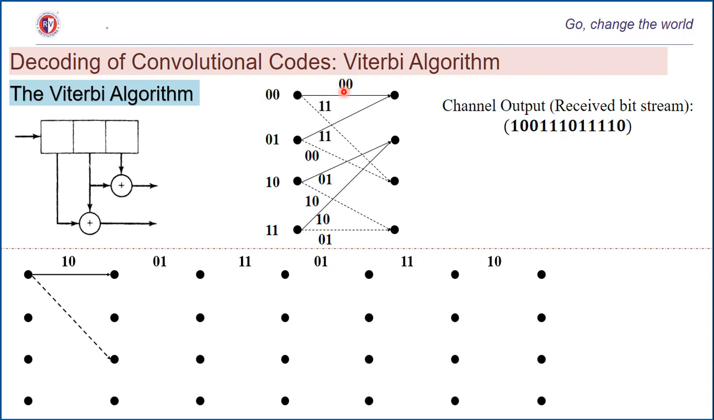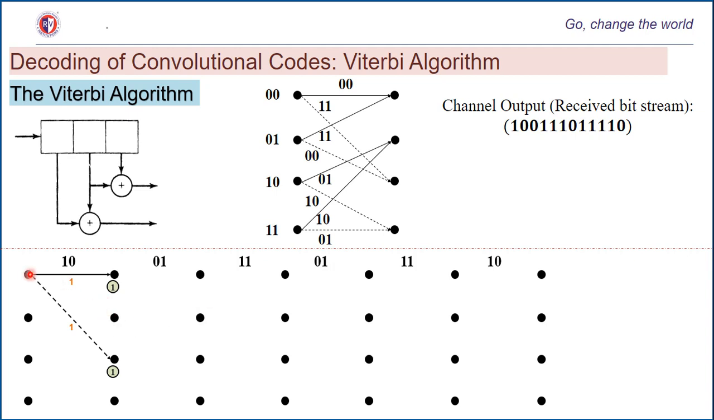For this path, the output is 00, but the actual received sequence is 1, 0. The Hamming distance, or the number of positions in which these two code words are different, is only one bit. Hence, the Hamming distance between them is 1. And this other path has output 1, 1; comparing with 1, 0, this also has a Hamming distance of 1. So these two are the branch metrics for these two paths. The next part of the algorithm is to update the path metric at the nodes.